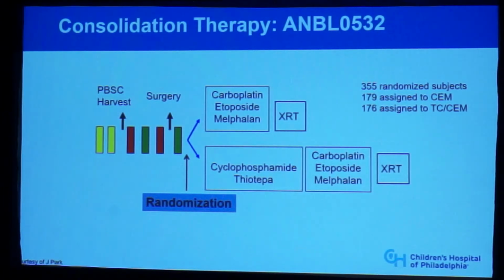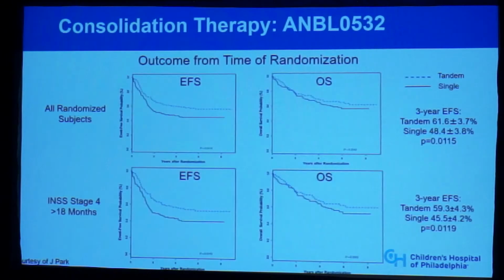And so one of the questions that was asked by Julie Park and her team in the ANBL0532 trial was to look at single versus tandem transplant. So those are shown here, a single cycle of CEM versus cyclophosphamide and thiotepa followed by CEM. And these results have been presented by Julie previously and show that there is an improvement in tandem transplant. I'm going to focus on event-free survival, but clearly an improvement in event-free survival both in all randomized subjects and particularly in those patients with stage 4 disease over 18 months.